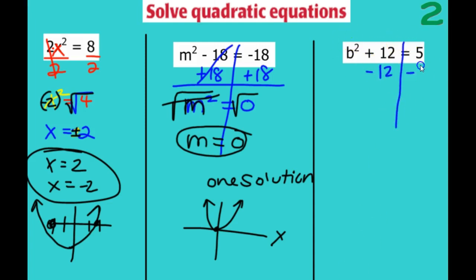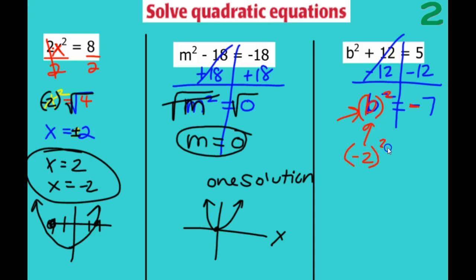So I'm going to subtract 12. Those eliminate. We have b squared equal to negative 7. Now, let me think for a second. Any number I plug in here for b and then square it, is that ever going to give me a negative number? Even if I put a negative number in here, let's say I put in negative 2. Well, a negative 2 squared is going to multiply that negative 2 times itself and make a positive. So there's no way for me to get a negative number. Our answer is simply no solution.